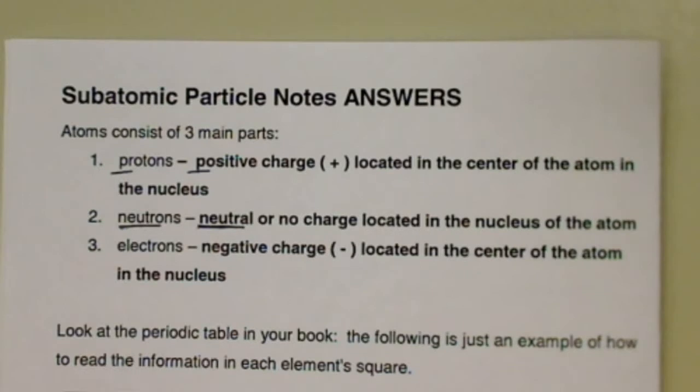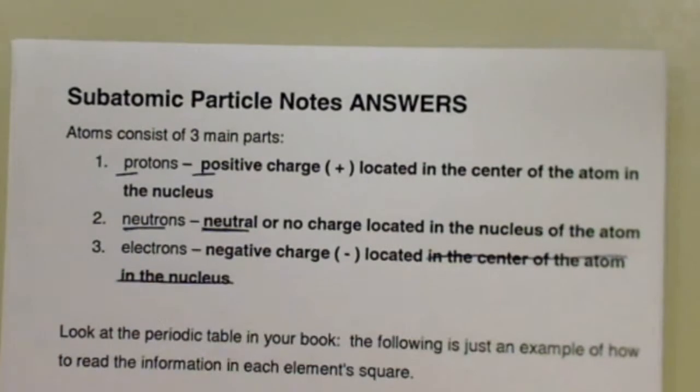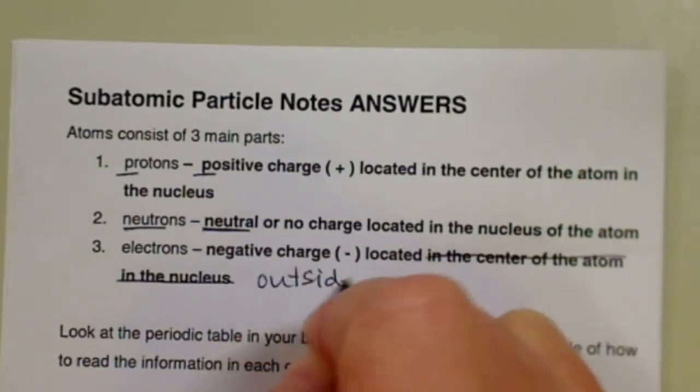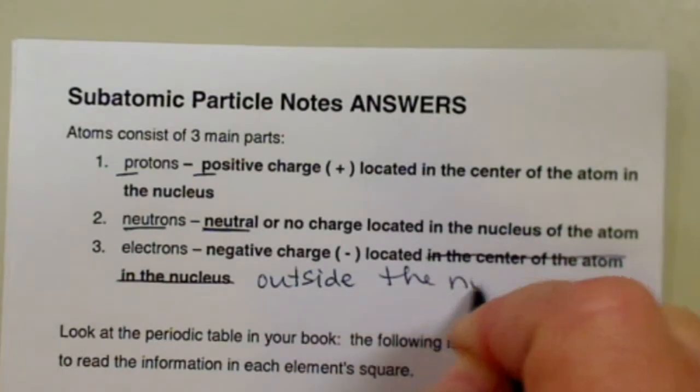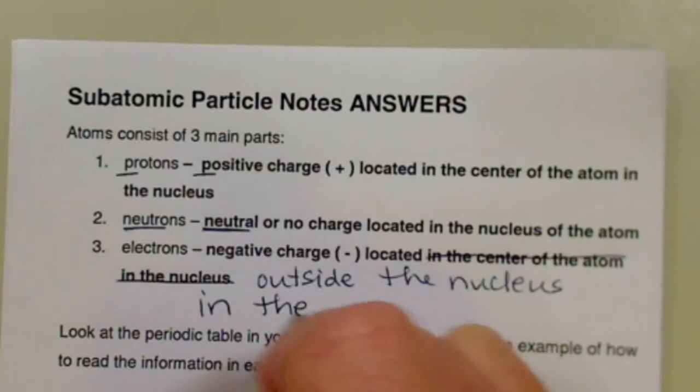And then the third subatomic particle is an electron, which has a negative charge. It is located outside the nucleus in what is called the electron cloud.